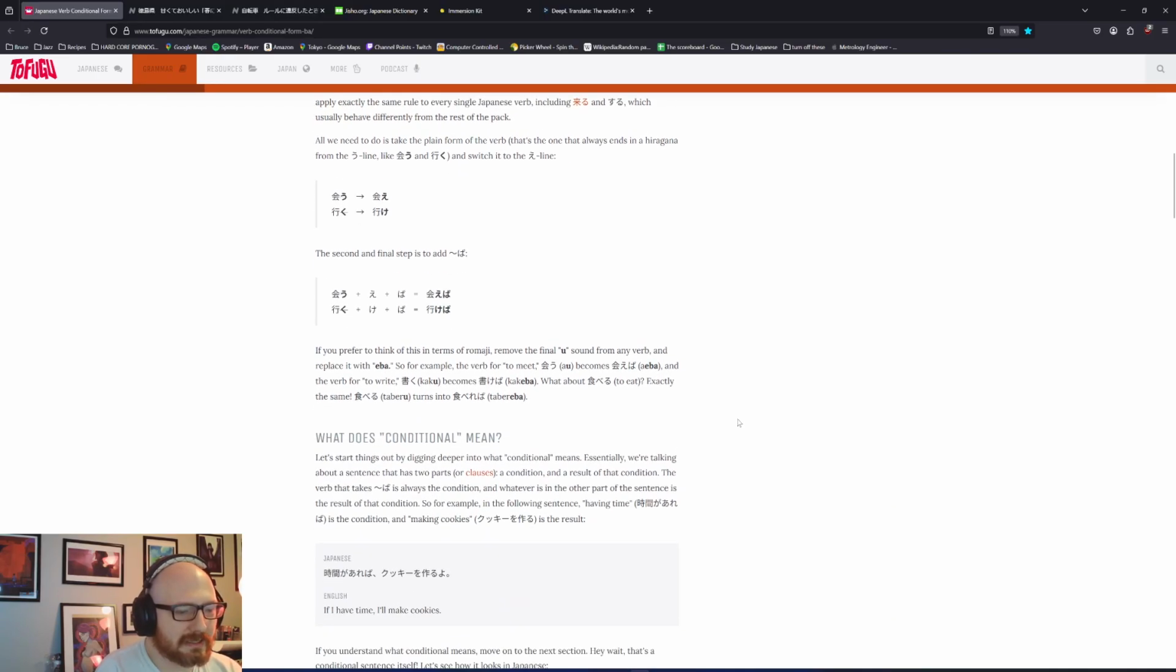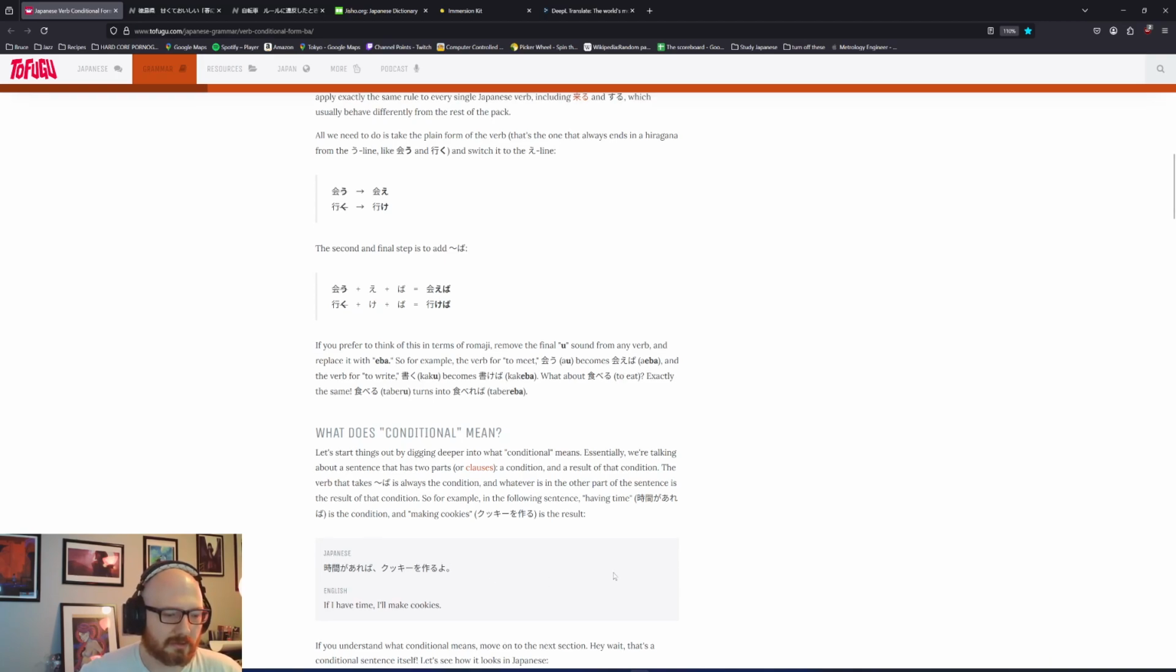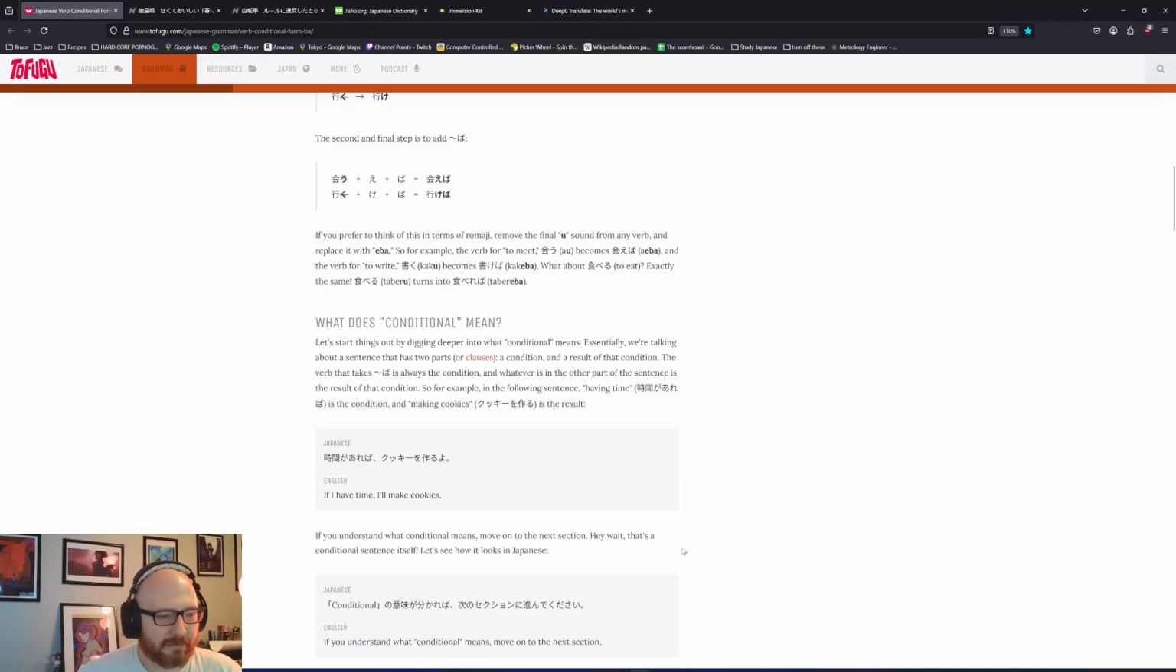Okay. So what does this even mean? 時間があれば、クッキーを作るよ. I rushed the u there, so it almost sounded like tsukuru yo. So, if time, cookie make. That's essentially all this is. If there's time, I'll make cookies. That's it.